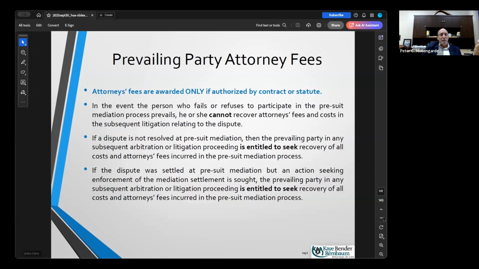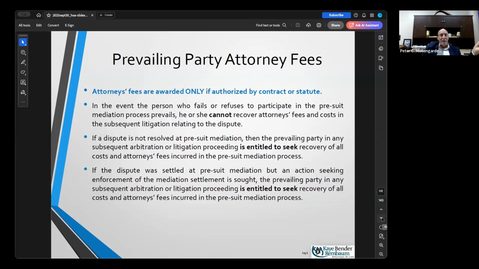In the event a person who fails or refuses to participate in the pre-suit mediation prevails, then he or she cannot recover attorney's fees. So the penalty for not participating in the pre-suit mediation is that if the matter ends up in litigation and you win, but you refused to go to mediation, then you're not going to be able to recover your attorney's fees, even though you were the prevailing party in the litigation.